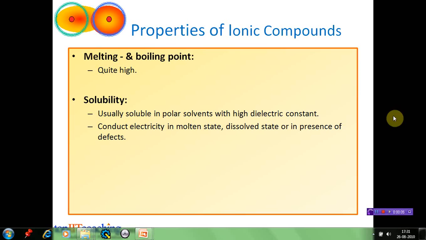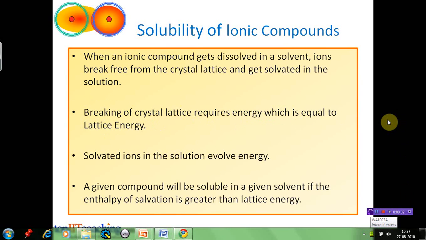The next property of ionic compounds is the melting and boiling point. Owing to the lattice structure, which requires a considerable amount of energy to get broken, the melting point and boiling point of ionic compounds are quite high. Next comes the solubility. Ionic compounds are usually soluble in polar solvents like water, which have high dielectric constants. One thumb rule for solubility is like dissolves like, which implies that ionic compounds are soluble in ionic solvents or polar solvents.